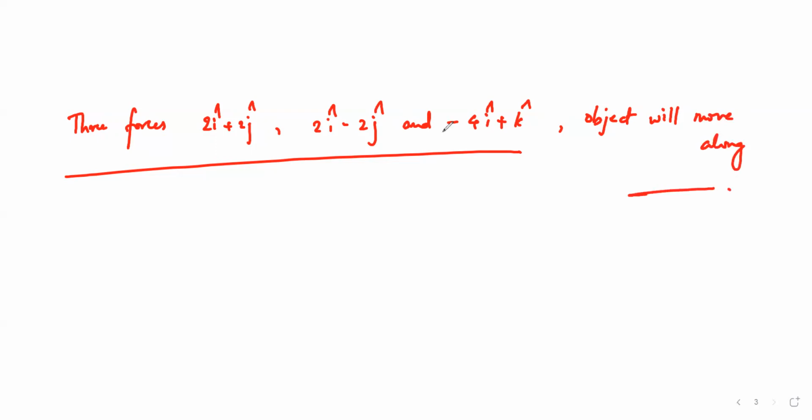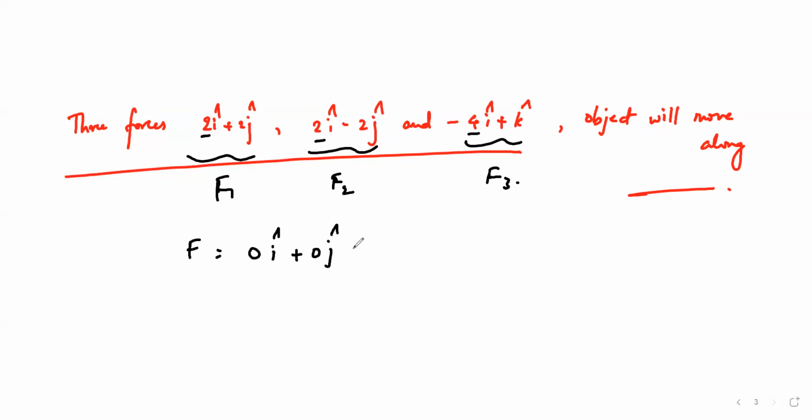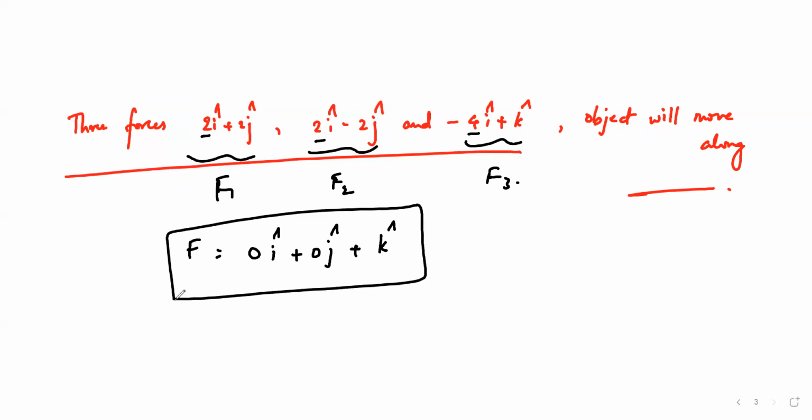See, let us say this is F1, this is F2, and this is F3. I want to find the total force. Force will be 2i plus 2i minus 4i, so that is 0i cap, 2j minus 2j, that is 0j cap, plus k cap. So this is my resultant force, sir. Correct? So k cap means it will move along which axis, sir?